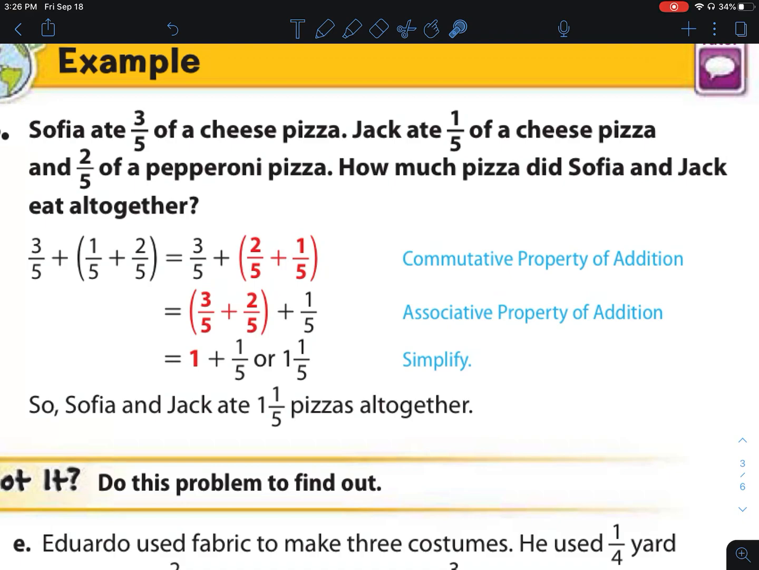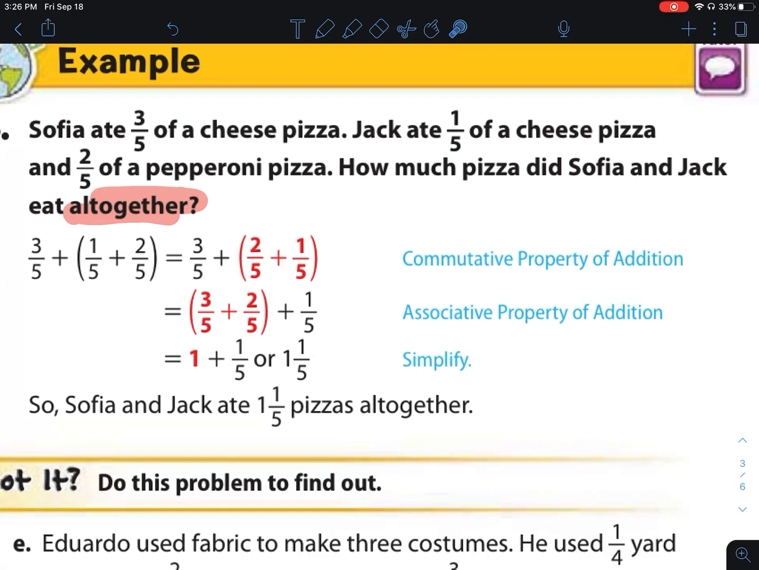So if you look at this problem, the word altogether tells us that we need to add them. So we have 3/5, which is the amount Sophia ate, 1/5 and 2/5, which is the amount that Jack ate, 1/5 of the cheese pizza, and 2/5 of the pepperoni pizza.